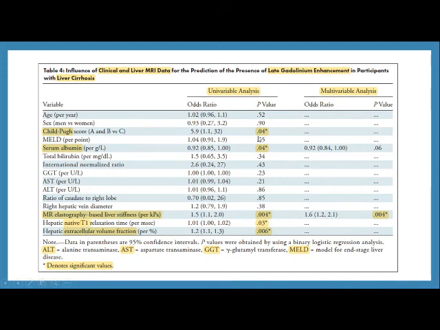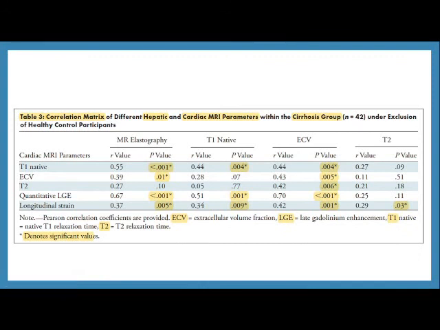Also, some others are very important to mention, because their p-value was less than 0.05 in the univariable analysis, which were the hepatic native T1 relaxation time and the hepatic extracellular volume fraction. Then here are some other important things.